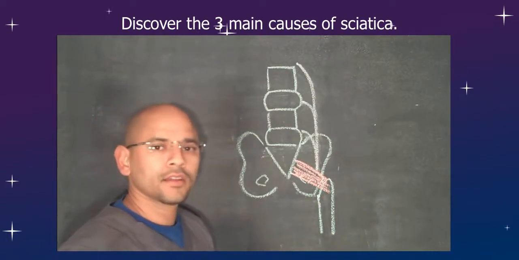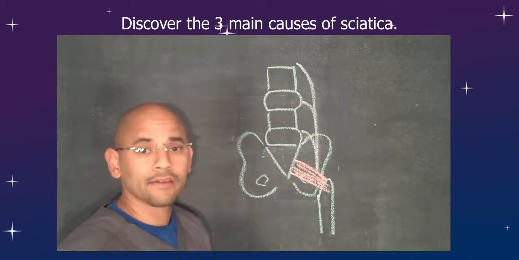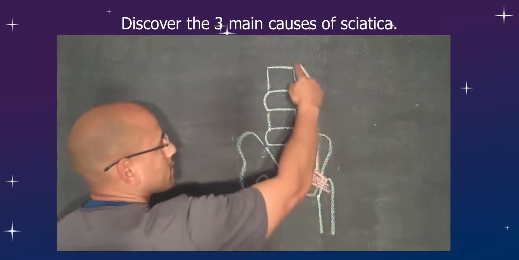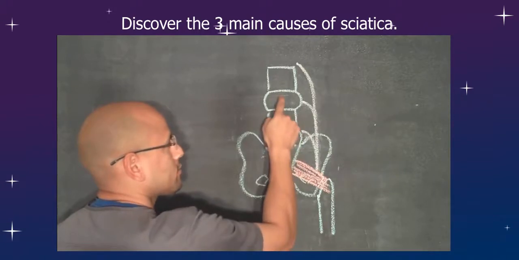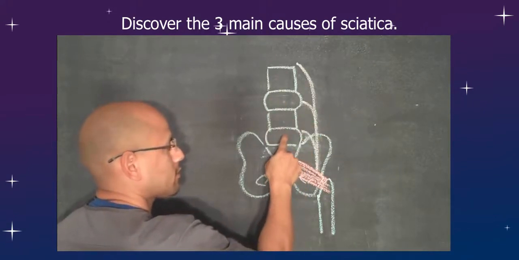So right next to a set of discs, we always have a set of nerves. As you can see over here, these lines coming out of the spine represent nerves. So right next to a disc, we have a nerve. Right next to a disc, we have a nerve.